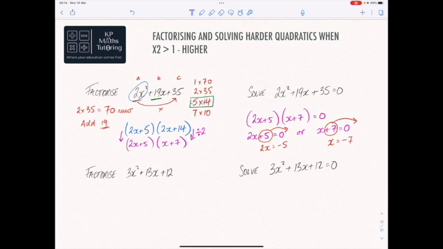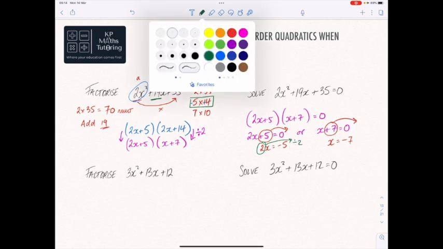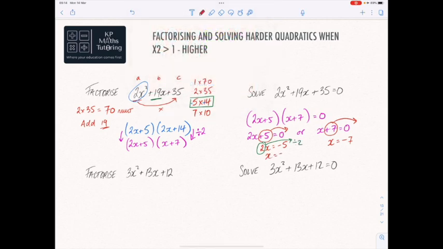But I've got to do an additional step here. I need to get rid of this 2. So because that's a times by 2, when I move it over, it becomes a divide by 2. So my answer becomes x is equal to minus 5 divided by 2. Or you could put that as minus 2.5. It doesn't matter. So that's how you solve.